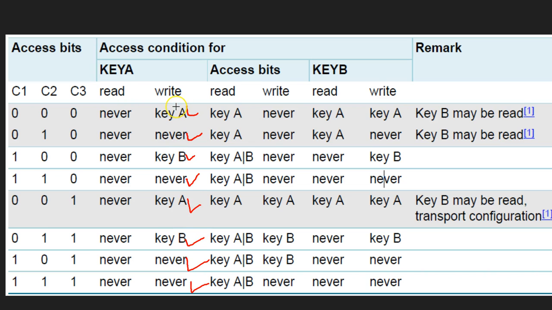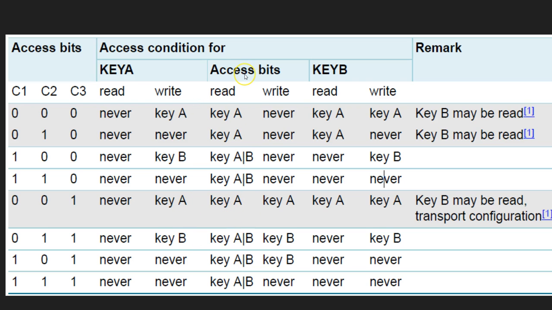Again, the way you understand this entire column is, we know that when you set it to never, you cannot modify key A. What about this one? This says you can modify the value of key A only after this block is authenticated with key A. So here, if the sector trailer access rights is 4, you can modify the value of key A, but you have to first authenticate using key B. Likewise, here also it's the same thing.